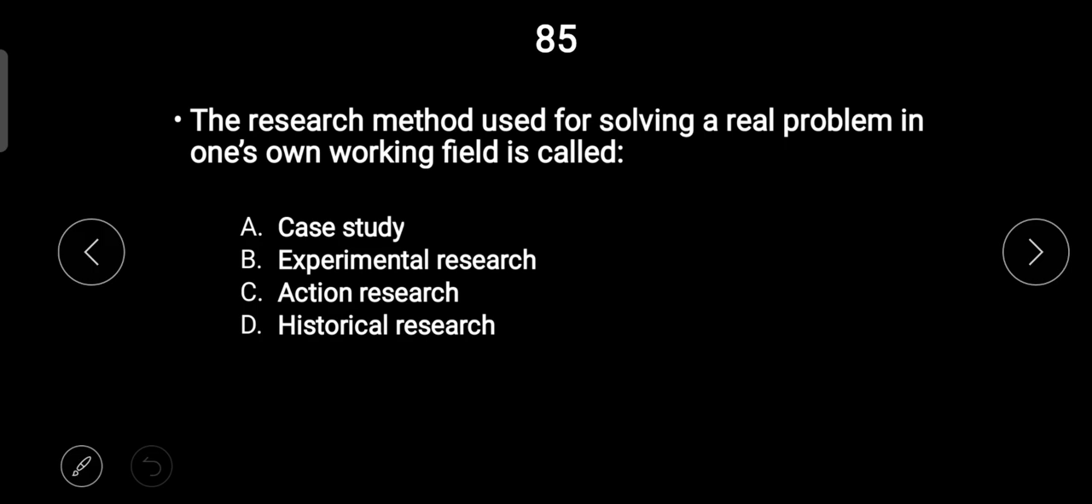And 85, the research method used for solving a real problem in one's own working field is called case study, experimental research, action research, historical research. Okay, solving an immediate problem, then the answer will be action research. Okay, solving an immediate problem. And let's look at these things later in detail. Move to the next question.